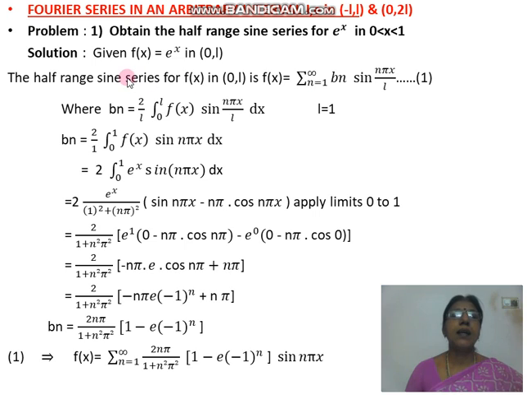Okay, in the last problems we had 0 to pi, but here it is the 0 to 1 interval, that means the 0 to L interval formula. Put 1 in place of L, and you get the half range sine series in the given interval 0 to 1.